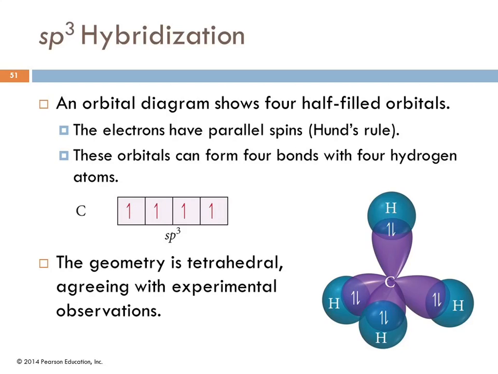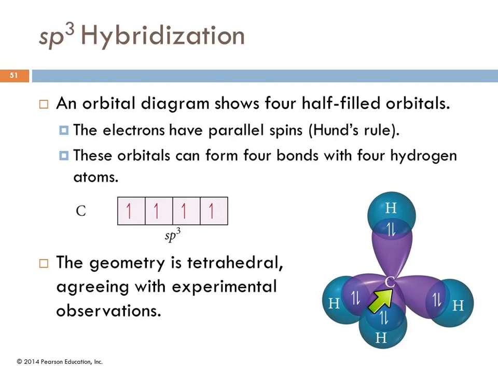So if we draw an orbital diagram for this, we're going to draw 4 boxes together: 1, 2, 3, 4, because we took 4 orbitals and we averaged them. Carbon has 4 electrons in its valence shell, and so they can fit in here, 1 in each box with parallel spin, and that's Hund's rule.